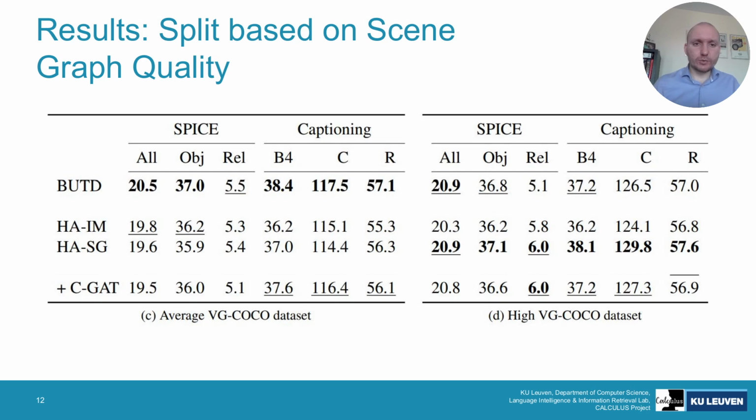This indicates that when the higher scoring scene graphs are used and we have good quality scene graphs, we are able to make use of these features and we can actually improve the captions. This is clearly noted as well in the SPICE relation score, where for the bottom-up, top-down model this doesn't improve, but for all the scene graph models this improves by a large margin.